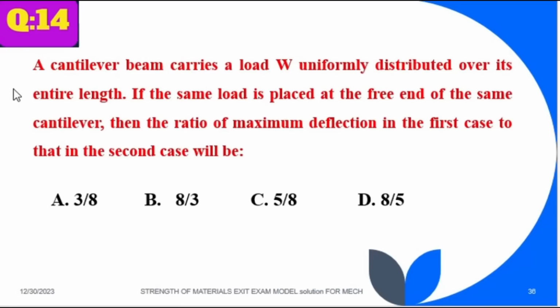So number 14. A cantilever beam carries a load W uniformly distributed over its entire length. If the same load is placed at the free end of the same cantilever, then the ratio of maximum deflection in the first case to that in the second case will be A 3/8, B 8/3, C 5/8, D 8/5.